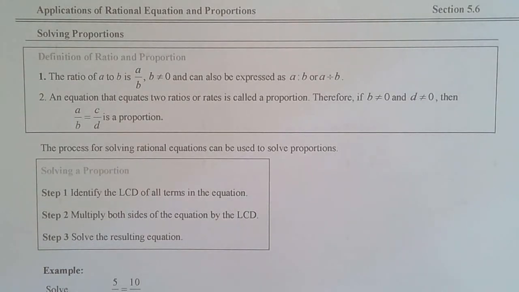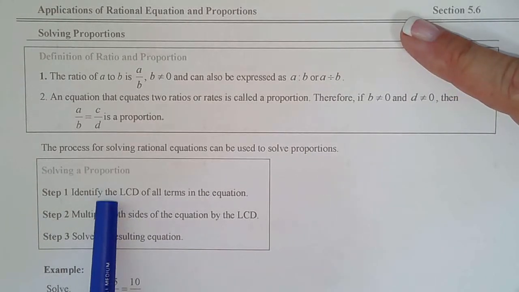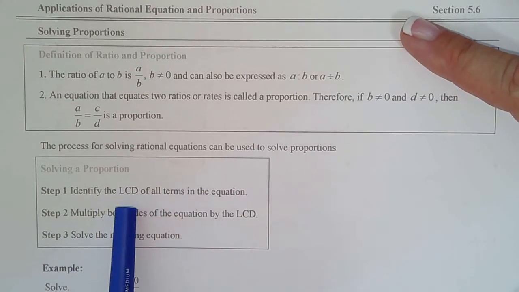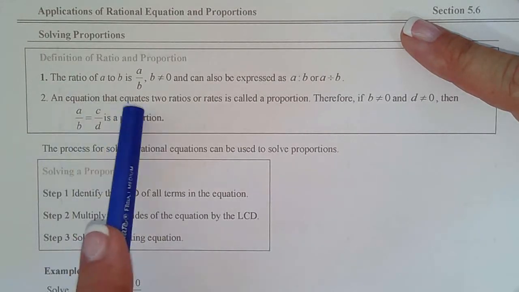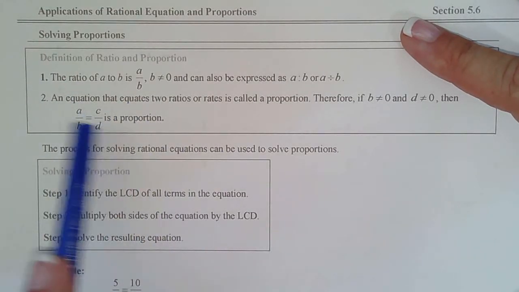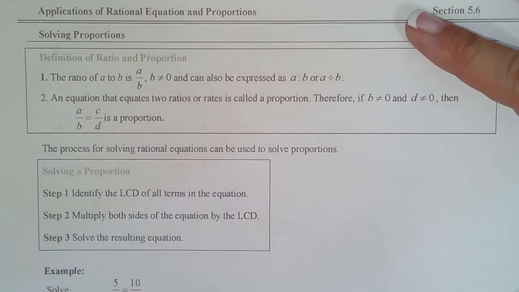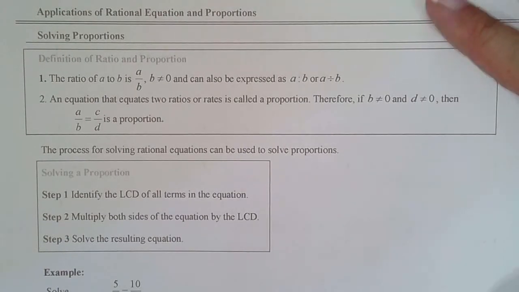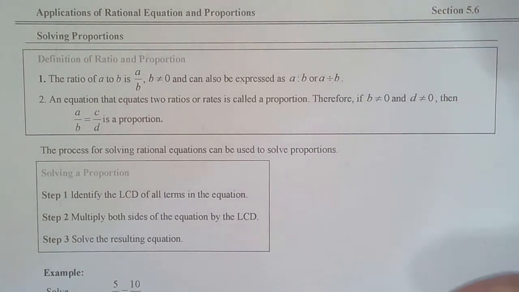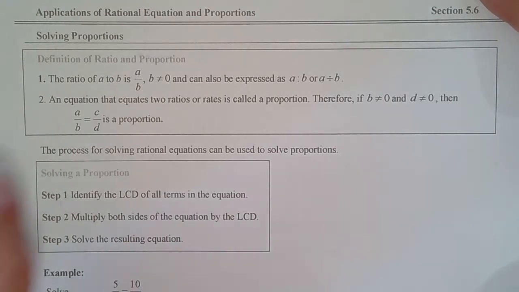And there's a couple different ways that we can solve proportions. We can do what we've been doing all chapter long: multiply both sides by the LCD, which in this case would be BD. Or we can cross multiply the way you learned way back when. Let me show you both ways, and then you can pick, or you can switch back and forth.